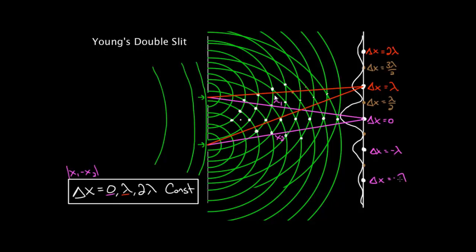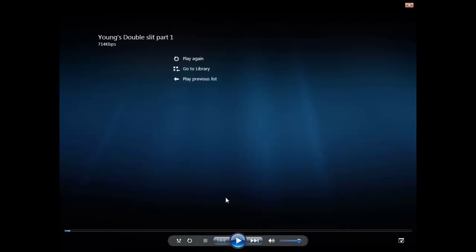This one would be negative 2 lambda, and so on. So you could have negative values if you wanted to denote the fact that they might be lower or higher, depending on where you were in this interference pattern. Okay, I want to just use this last diagram there to talk about a few talking points.